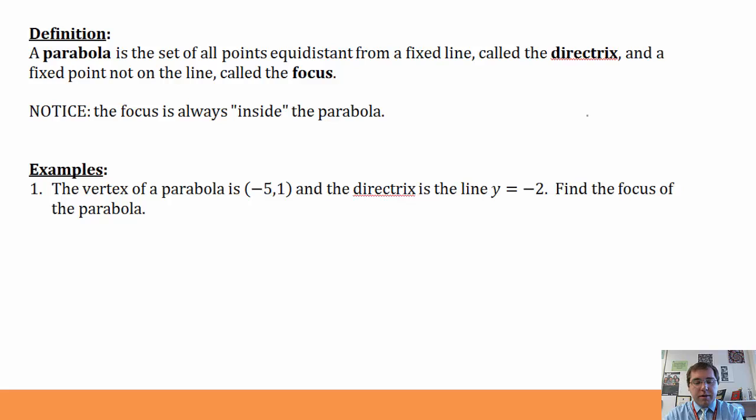So a parabola, then, by definition, is the set of all points equidistant from a fixed line, called the directrix, and a fixed point not on the line, called the focus. Notice the focus is always inside the parabola. Before, my parabola opened down, the directrix line was above it, and the focus was on the inside. Okay? Focus will always be on the inside, the directrix on the outside.